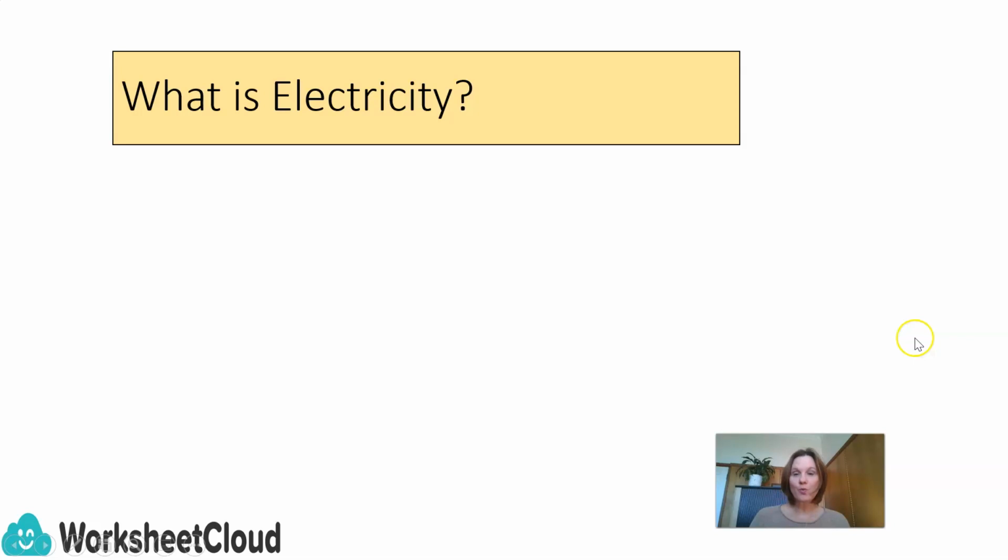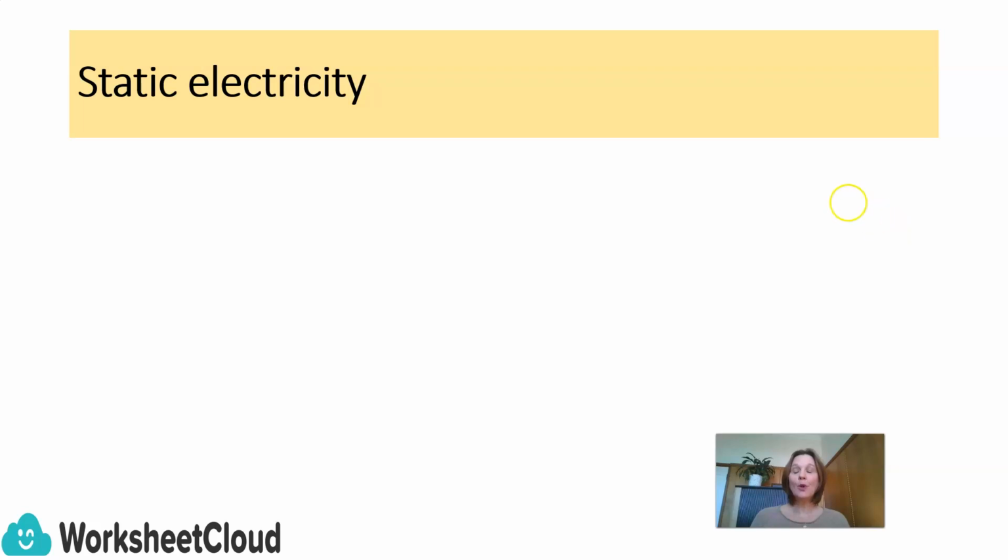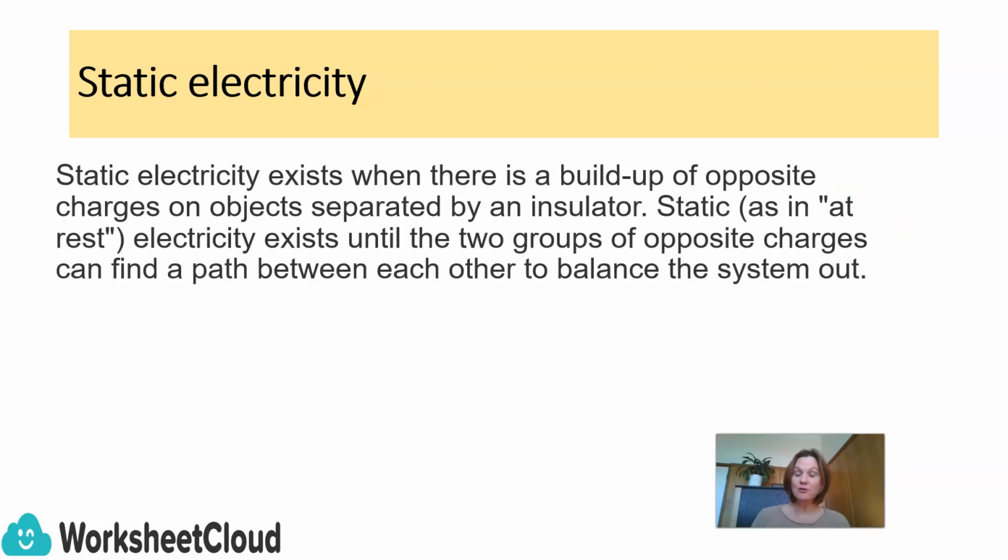Right, let's start with what is electricity. So electricity is a form of energy. It is energy. It is all around us. We get different kinds of electricity. We're going to speak today about static electricity as well as current electricity. So static electricity exists when there is a buildup of opposite charges on objects separated by an insulator.